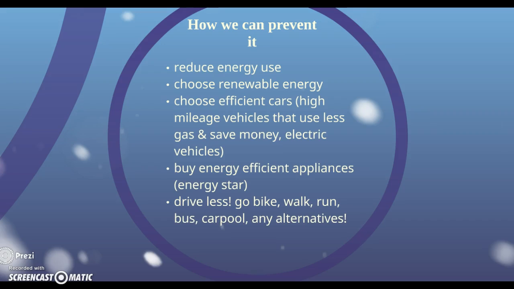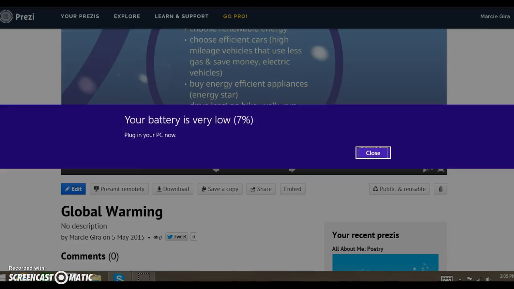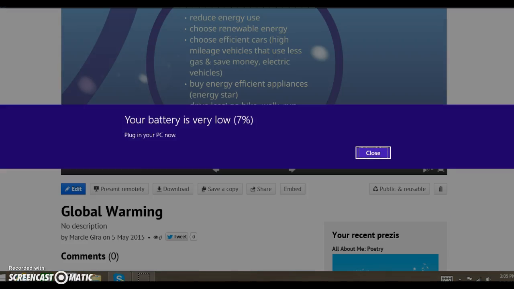How can we prevent global warming? We can reduce energy use. We can choose renewable energy. We can choose efficient cars, like high mileage vehicles that use less gas, and you're also saving money, and electric vehicles. We can buy energy efficient appliances, and we can drive less: bike, walk, run, carpool, any alternatives. Any step you can take can help to slow down global warming.